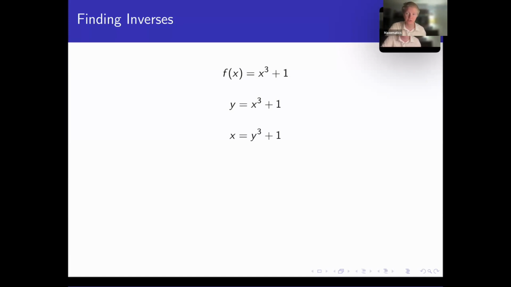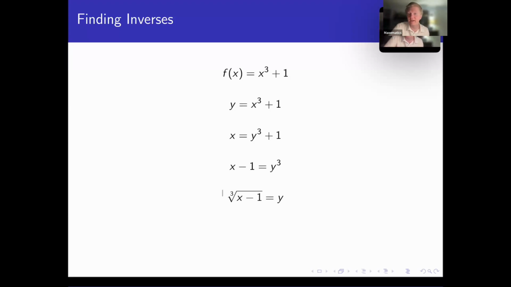From here, we're going to solve for y. We want to get this y by itself. So let's subtract 1 on both sides. Let's take the cube root of both sides. Don't forget, taking cube roots, fifth roots, and odd roots do not add plus and minus, so nothing's wrong here.